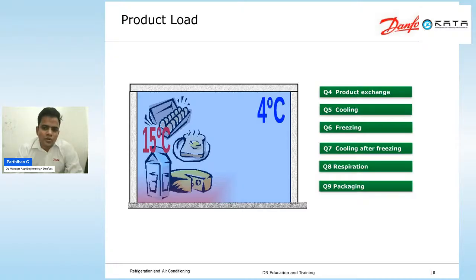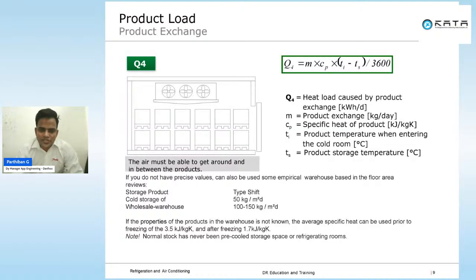So product load can be classified into product exchange, cooling, freezing, cooling after freezing, respiration, and packaging. I'll explain each and everything in detail. So let us start with product exchange. Product exchange is the load which a product brings into the cold storage.